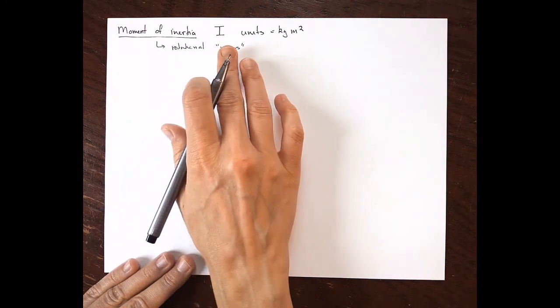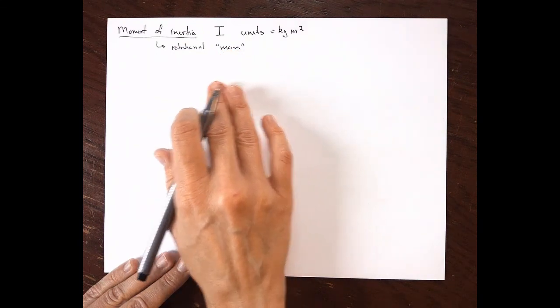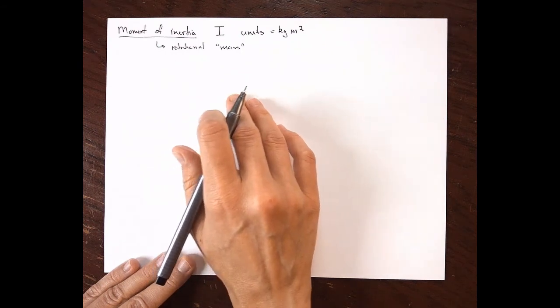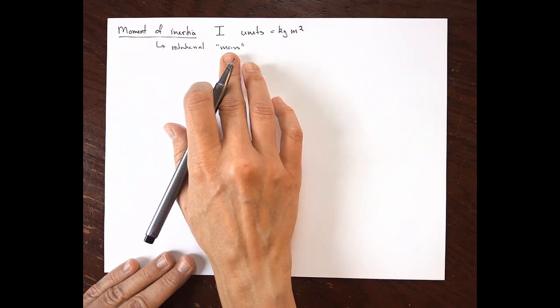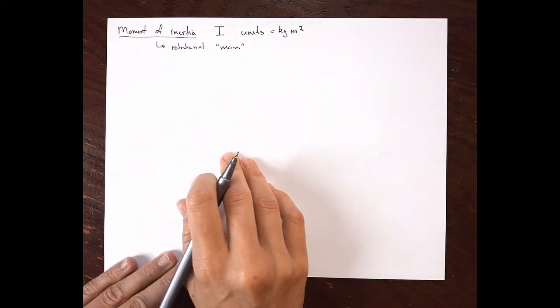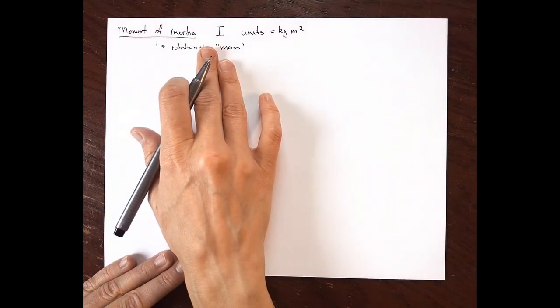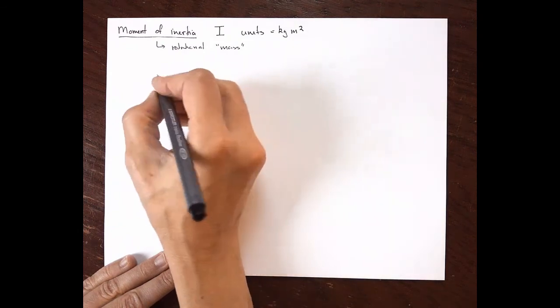In the same way that mass is the thing that resists any change in the object's translation, how it's moving from place to place. So if it's speeding up or slowing down, the mass is the thing that's mediating that acceleration in Newton's second law, F equals ma. So the moment of inertia is, like I said, kind of the rotational mass. That's how we can think about it.